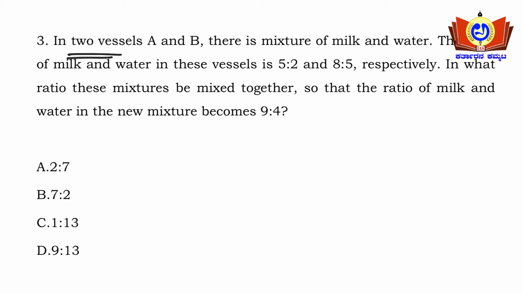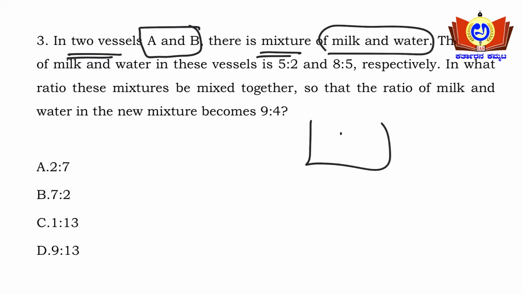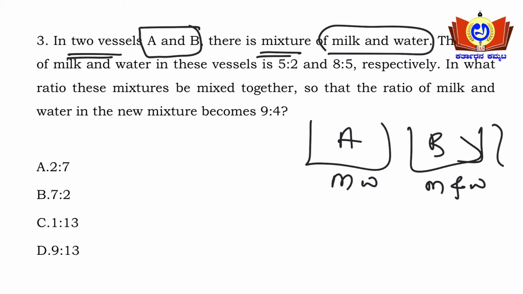In two vessels A and B, there is a mixture of milk and water. See here, there are two vessels, vessel A and vessel B. In both the vessels there is a mixture of milk and water, yes or no? In earlier cases you were dealing with only one kind of vessel or one kind of solution, or only a single mixture. But in this case there are two possibilities. There are two vessels, each with a mixture of milk and water.